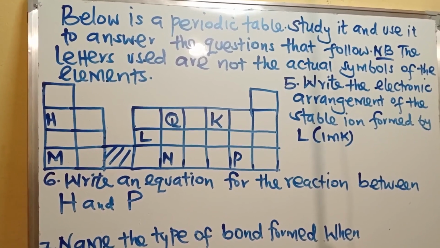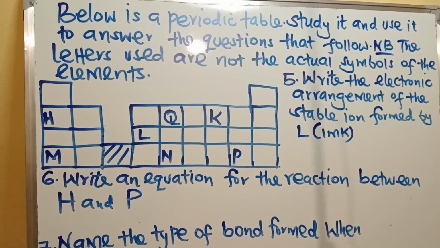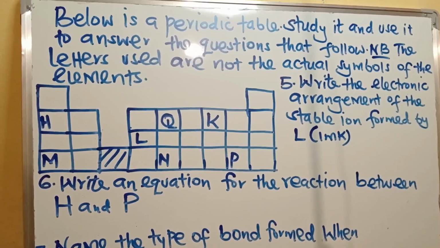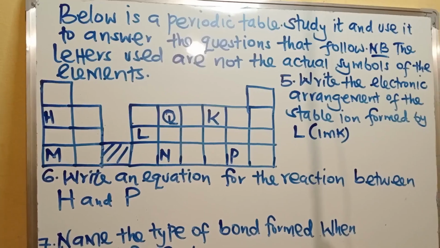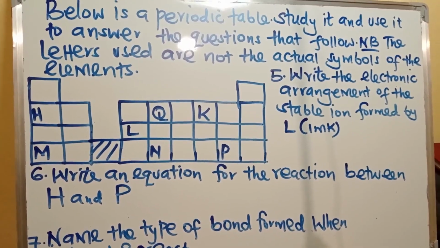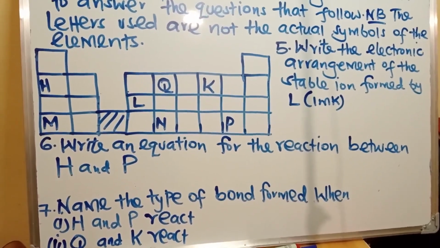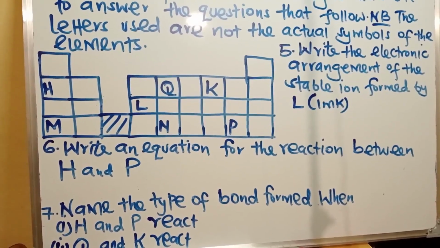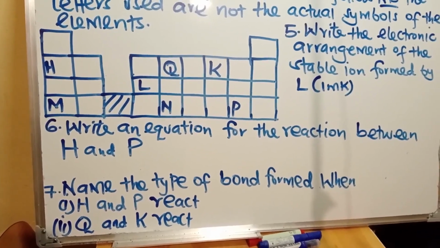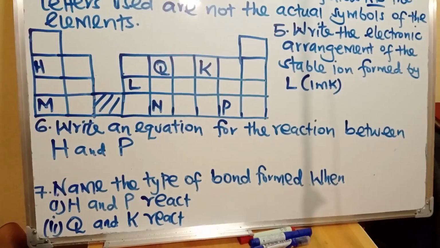This lesson is a continuation of the periodic table questions. In our previous lessons, you already had a few of them, and today we continue with question number 5, where using the periodic table that has been provided, we are going to write the electronic arrangement of the stable ion formed by element L. And then from there we will be writing an equation for the reaction between element H and element P. And then finalize the lesson by naming the type of bond that is formed when H and P react, and also when Q and K react.